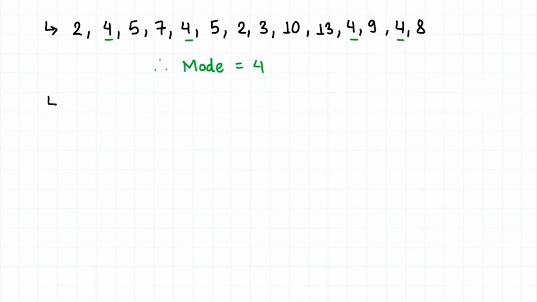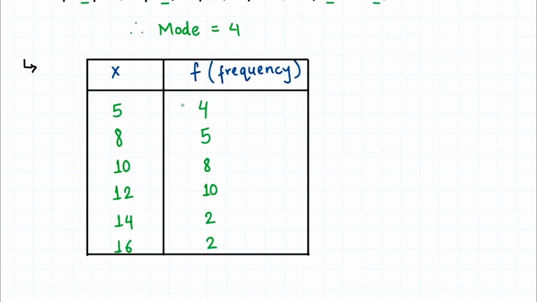Now, let's look at discrete data. So here we have our discrete data, right? And in our discrete data, this frequency, the f, tells us how many times a particular item in our data repeats, right? So there are 4 5s, there are 5 8s, and there are 8 10s, there are 10 12s, there are 2 14s, and 2 16s. So from the frequency, we know that 12 is the most repeating item in our data set, okay?